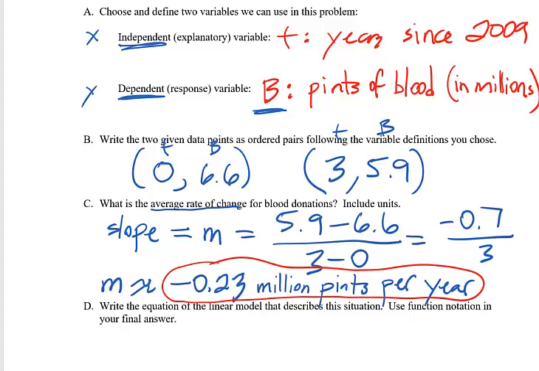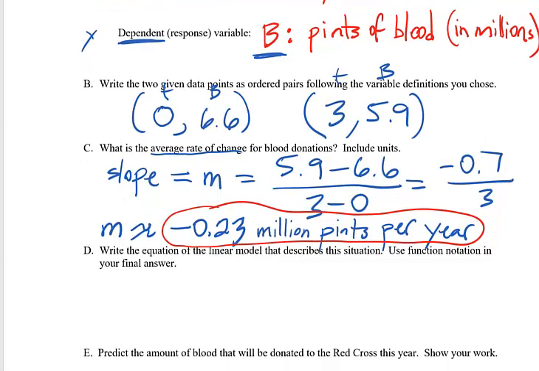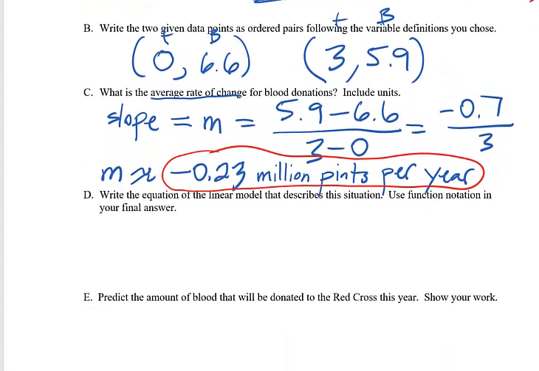We're not asked here to write a meaning statement, but it would be very easy to do so. We would just say something like, well, blood donations to the Red Cross have been decreasing because of the negative sign by about 0.23 million pints per year, according to this study. Letter D. Now we want the equation of the linear model.